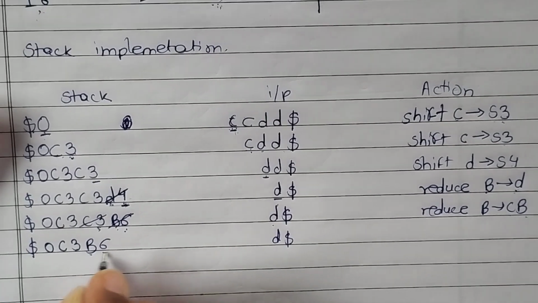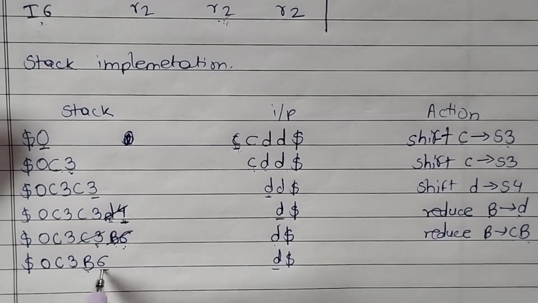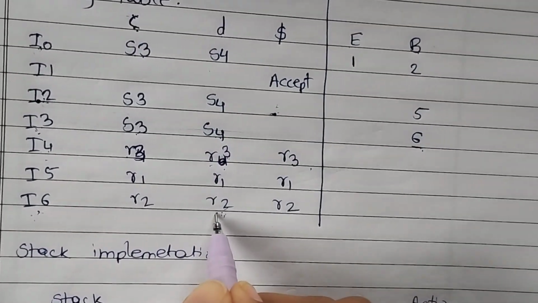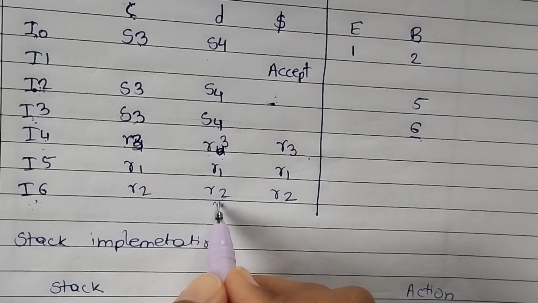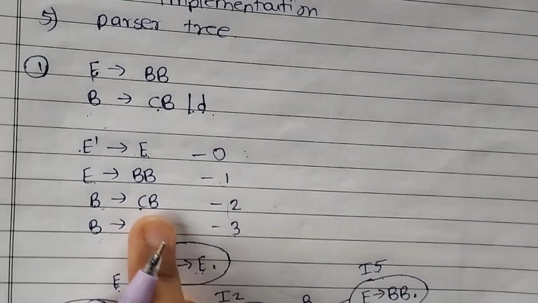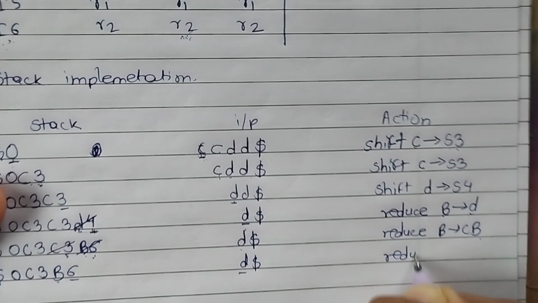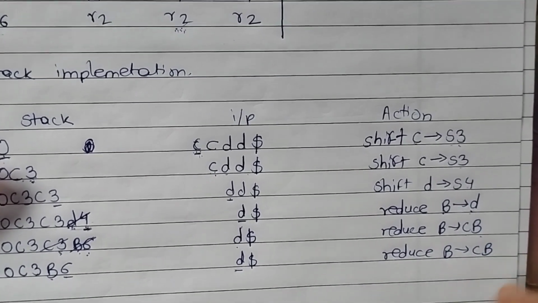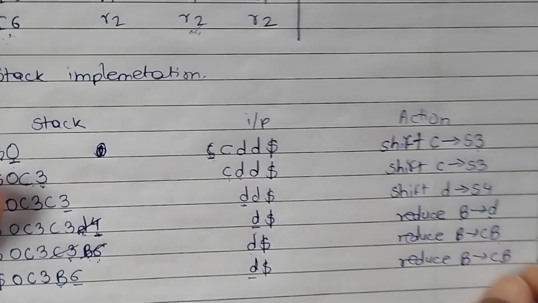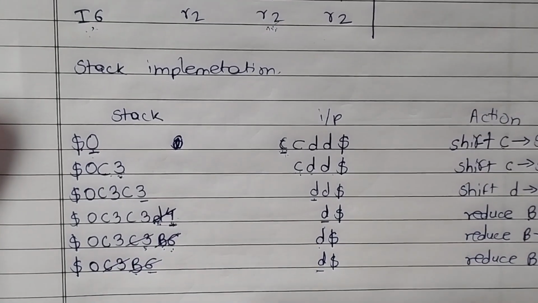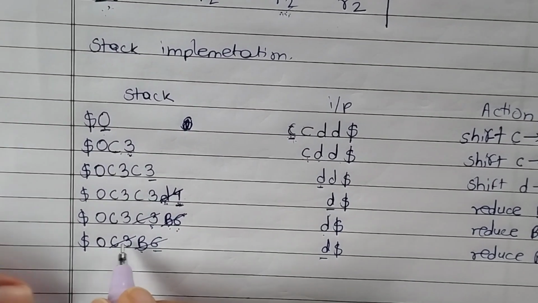So the numbering is 6. Now this D dollar is as it is. Now again we check C and D, meaning I6 and D. I6 and D is R2, meaning reduction 2. 2 is B reads CB. So we reduce B reads CB. Again these are 2 variables, one variable and the second variable. In total 4 symbols we delete from here.